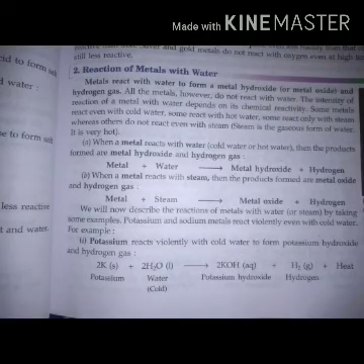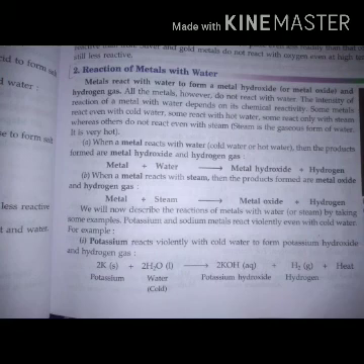When a metal reacts with water, cold water or hot water, then the products formed are metal hydroxide and hydrogen gas. When a metal reacts with steam, then the products formed are metal oxide and hydrogen gas. We will now describe the reaction of metals with water or steam by taking some examples. Potassium and sodium metal react violently even with cold water.